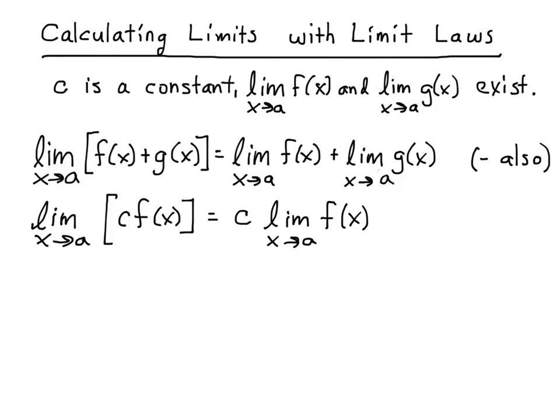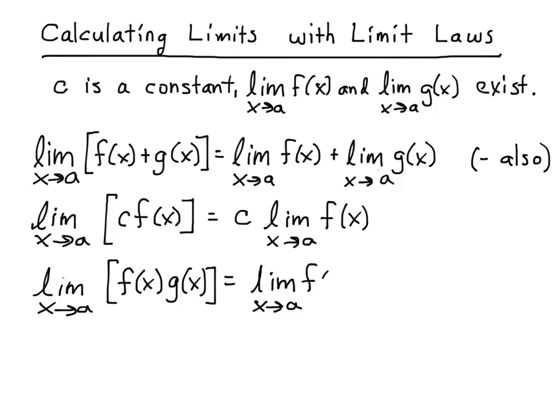So this is just to remember that if you know, let's say, the limit of x squared, then you know what the limit of 3x squared is as well. Now, it also works for products. So if we have two functions that we're multiplying, we can find the limits of those functions separately and then multiply the limits together.